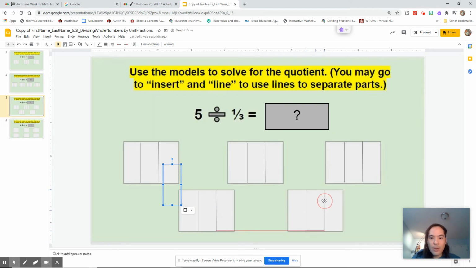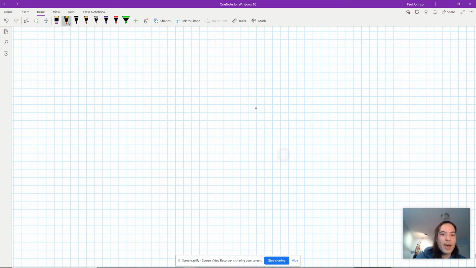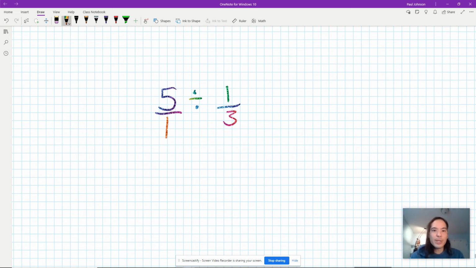And by cutting it into 3 pieces, let's count how many pieces we have in total. 1, 2, 3, 4, 5, 6, 7, 8, 9, 10, 11, 12, 13, 14, 15 pieces. All right, so if we're going to do the keep, change, flip, what we had was 5 divided into 1/3 size pieces. First things first, turn that whole number into a fraction by putting a 1 as the denominator, and then we're going to keep, change, flip.